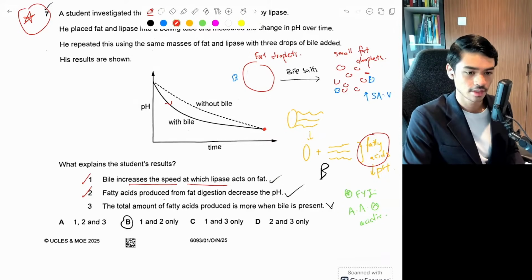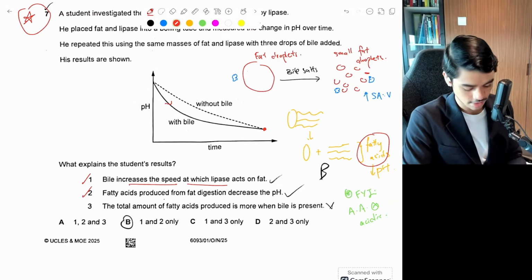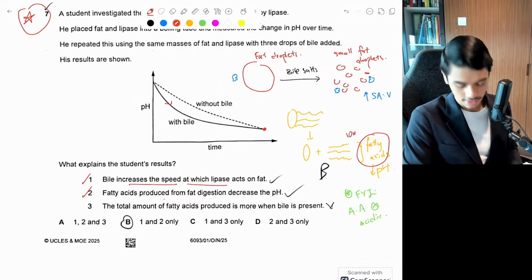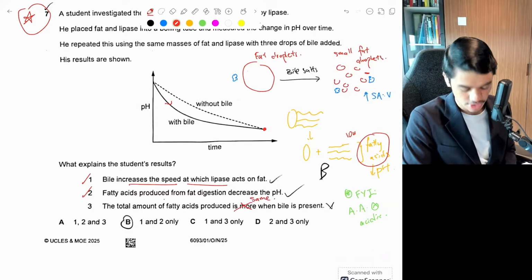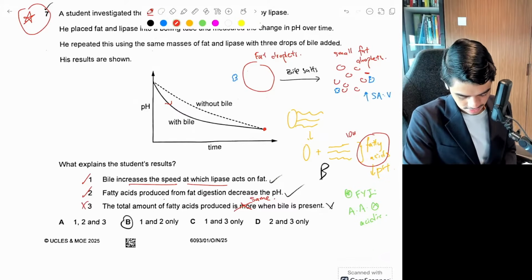So why do they reach the same final pH? Because the same amount of fatty acids were produced. For example, 10 units was produced in total from breaking down all that fat. So the final amount of fatty acids is the same. It's just, do you produce them faster or slower? But the total amount is going to be the same. So 3 is wrong. So the answer is indeed B.